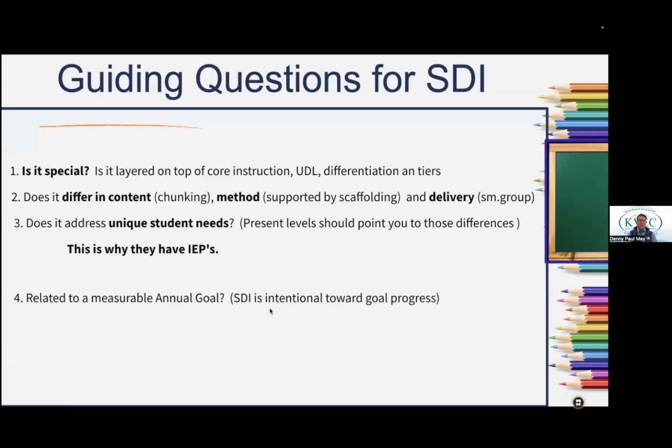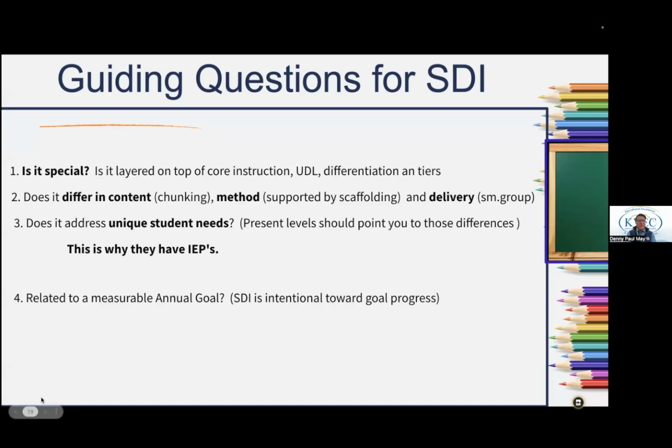Is it special? Is it layered on top of core instruction? Does it differ in content, method, and delivery? Does it address unique student needs? And our present level should point you to those differences in the student needs. We should be able to say currently what the student can do, and we should know what the deficiencies are and what the needs are and the concerns are and where they're actually functioning, what grade level they're working on, what percentage of reading comprehension questions they can answer at a particular level, those types of things.